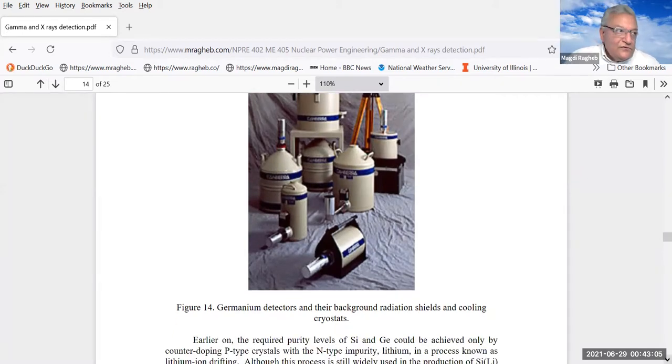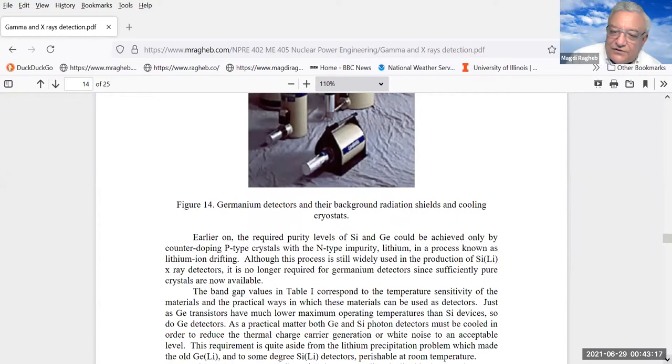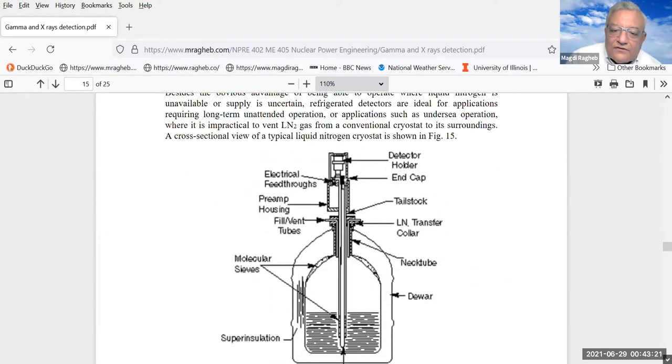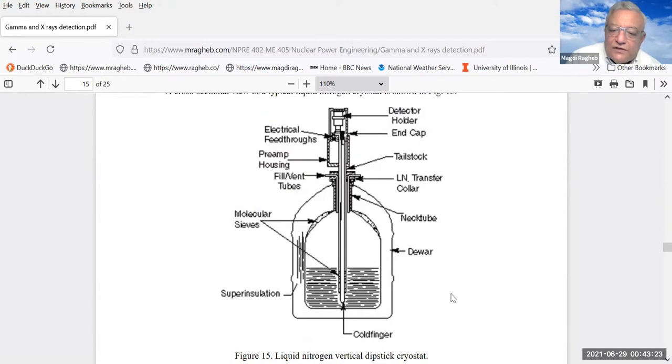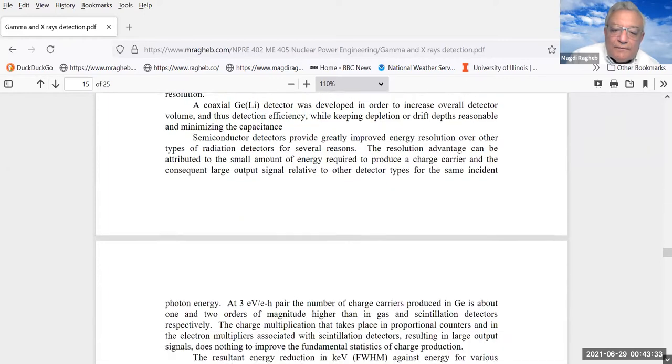Notice that the detection of neutrons will be much more difficult than the detection of gamma rays. Why? Neutrons are neutral. So they do not produce direct ionization. It's indirect ionization that they cause us. This is the form of the liquid nitrogen dipstick cryostat, as it's called, to keep the germanium detector at cryogenic temperatures to measure neutrons in general.